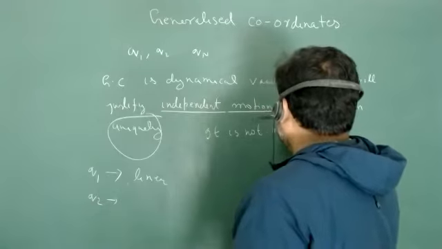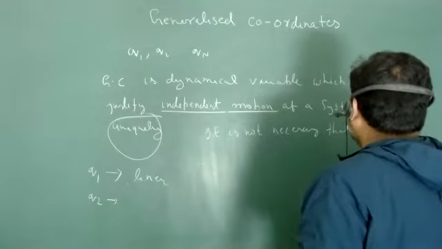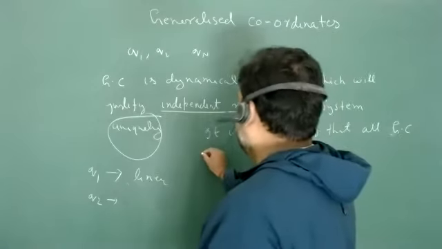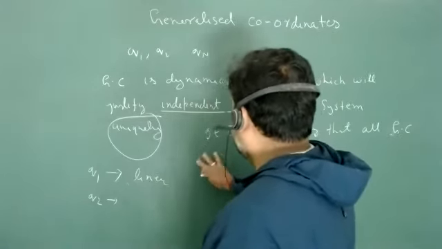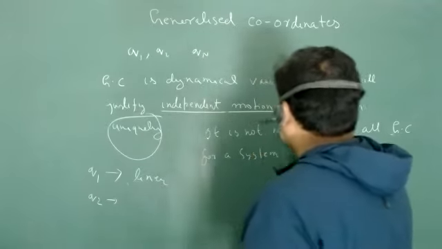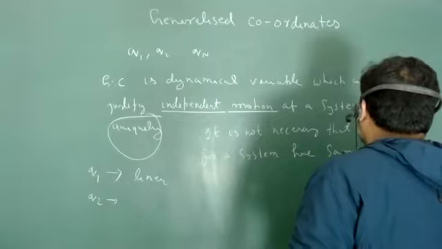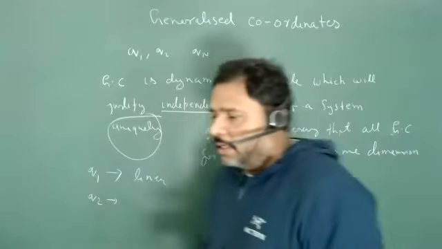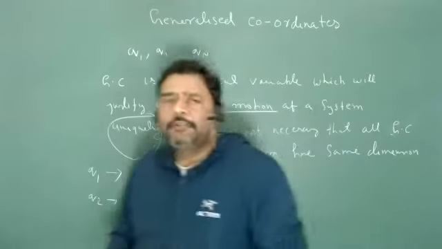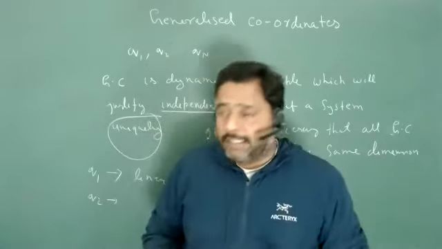It is not necessary that all generalized coordinates for a system have the same dimension. Same dimension means it is not necessary that all generalized coordinates have the dimension of length. It will depend on your situation.